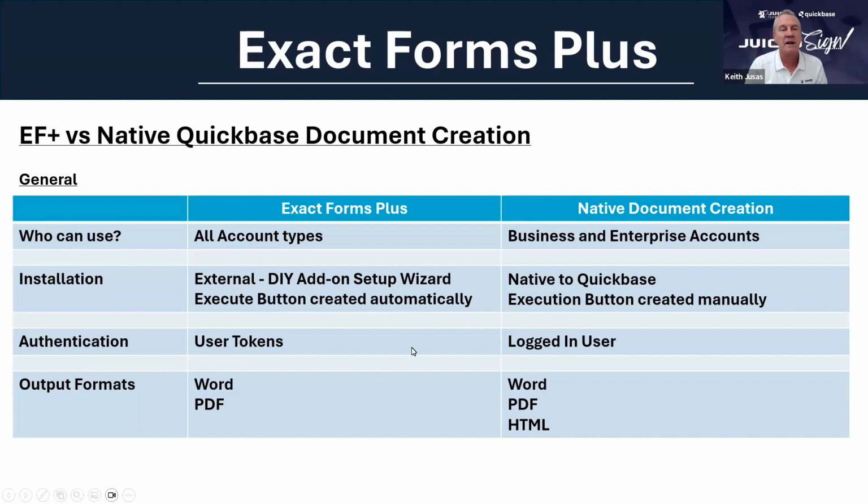Authentication: when we're running Exact Forms Plus, we use user tokens to run, whereas Quickbase will use the logged-in user. So whoever clicks the button, the logged-in user is the person who clicks. So that's how the authentication is done. Output formats: we still do Word and PDF, whereas native document templates can do Word, PDF, as well as HTML.